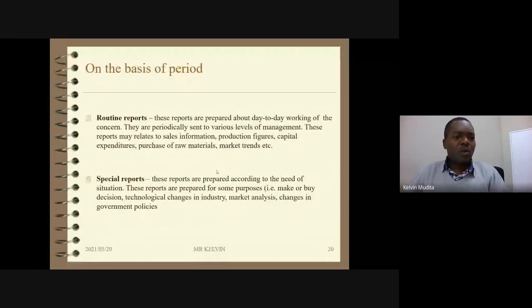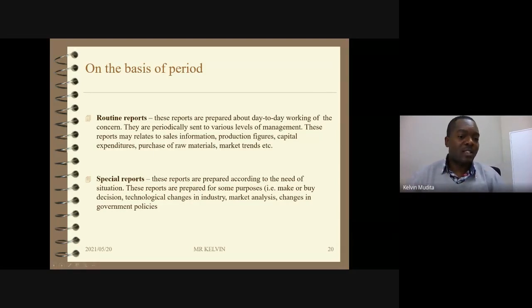Then we also have routine reports. I have talked about daily reports, quarterly reports, and annual reports. Then we also have special reports. That is also another category of reporting, where you report on immediate changes or urgent issues that are happening in an organization.